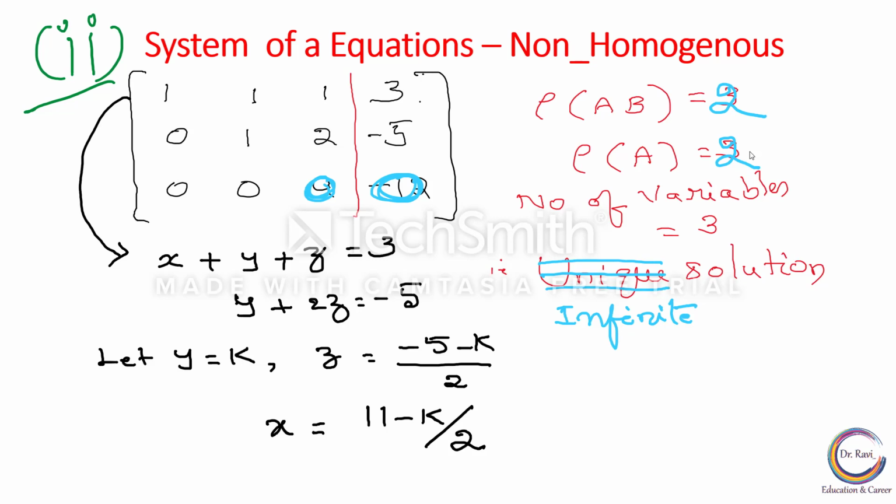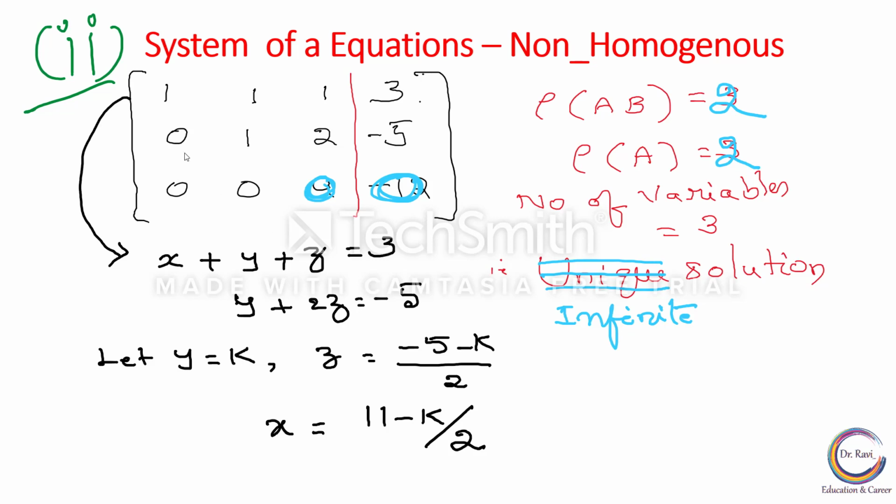That means a solution exists. Then next comes which type of solution it is going to have, right? And here the number of variables is 3: x, y, z. Therefore, rank of AB equal to rank of A is equal to 2, which is less than the number of variables. Therefore, the system is going to have an infinite number of solutions, or infinitely many solutions.